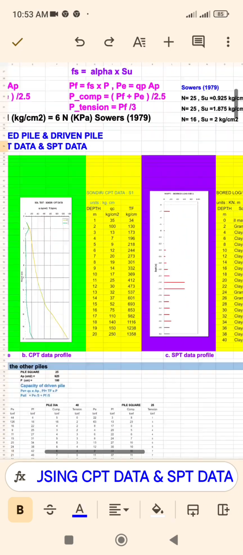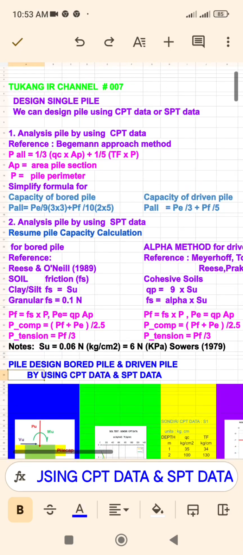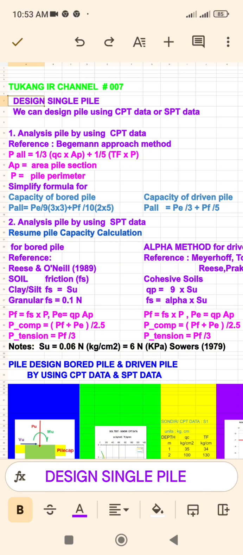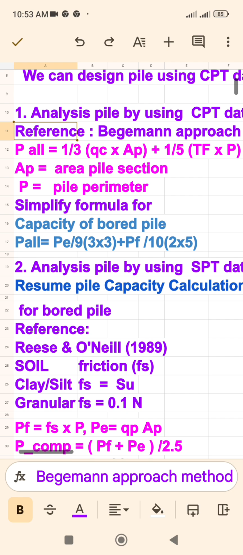1. CPT data, reference: Wiegmann approach method. It contains TF, total friction, and QC, cone pressure, end tip. This formula can be used: P allowable equals 1/3 QC x AP plus 1/5 TF x P. AP equals area of pile section, P equals pile perimeter.